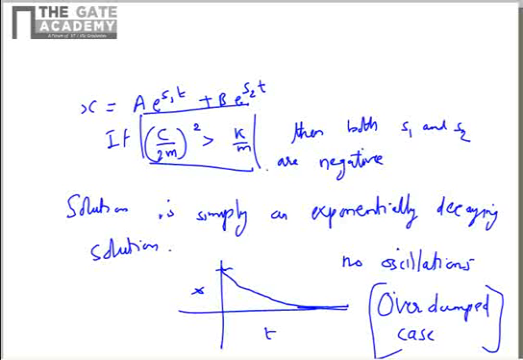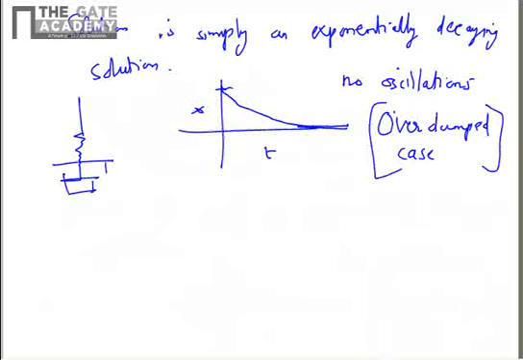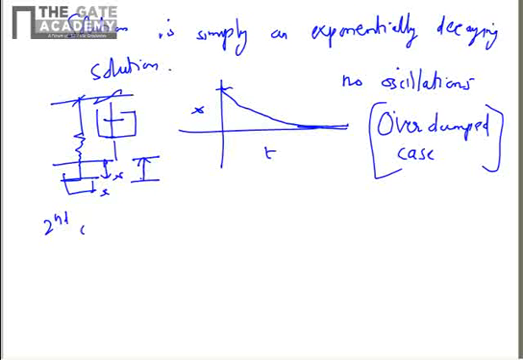In this case, the value of c is too high to allow any oscillation. If you pull the spring and you have an initial displacement x, and you have the dashpot attached to the system, when you release the mass, it will just slowly come back to its original equilibrium position in an exponential fashion. There will be no oscillation here. This is case 1. Now the second case is when (c by 2m) whole square is equal to k by m.